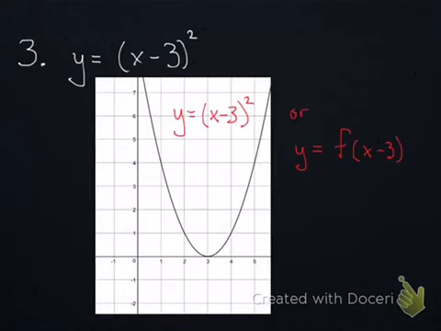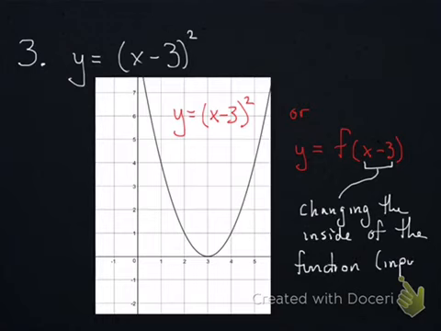Here's what it looks like, and you can write it 2 different ways. y equals (x minus 3) squared, or you can do f of x minus 3. Since we're changing the input, you can write it either of these 2 ways.